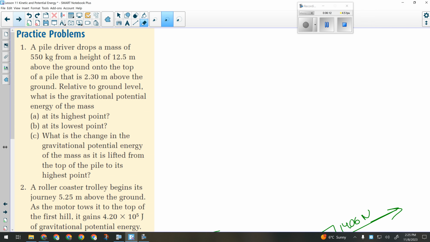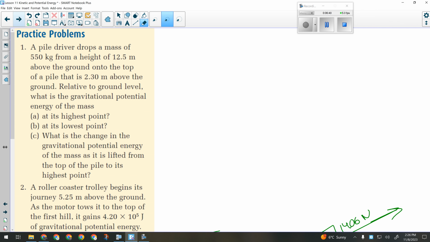Okay, so it says here a pile driver drops a mass of 550 kilograms from a height of 12.5 meters above the ground onto the top of a pile that is 2.30 meters above the ground. Relative to ground level, what is the gravitational potential energy of the mass at its highest point, at its lowest point, and what is the change? So it's exactly the same as the last question we did, except now it's a pile driver. And there's no picture.